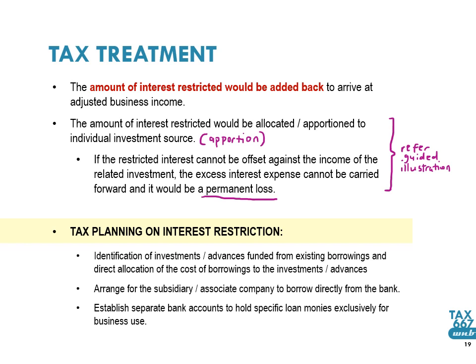Then, the amount of interest restricted would be allocated to individual investment source. If the restricted interest cannot be offset against the income of the related investment, excess of interest expenses cannot be carried forward and it would be a permanent loss. So here you might be confused a little bit, but later on bila kita buat illustration, hopefully you boleh nampak this concept dengan lebih clear.